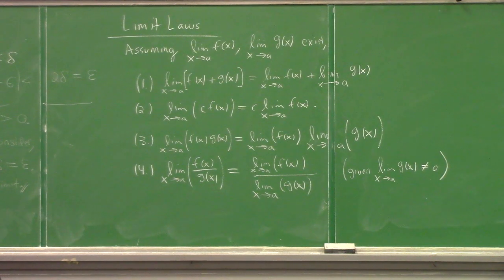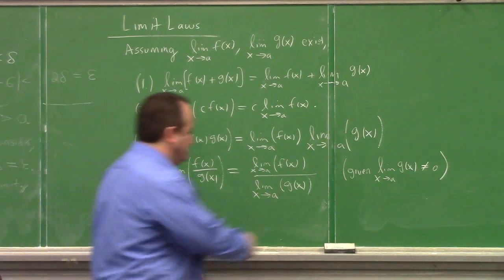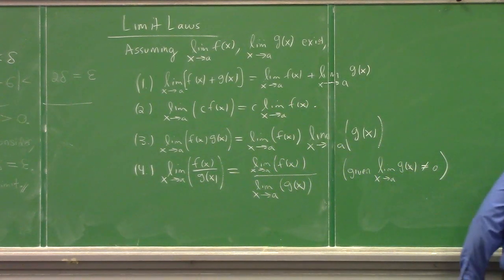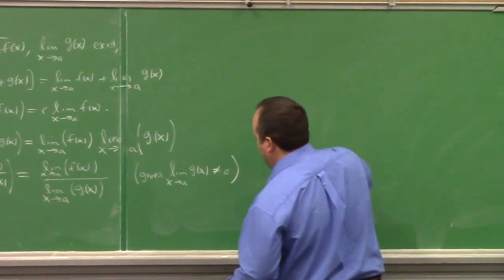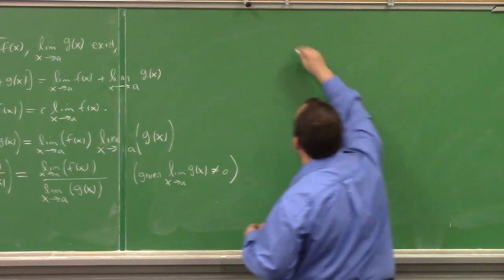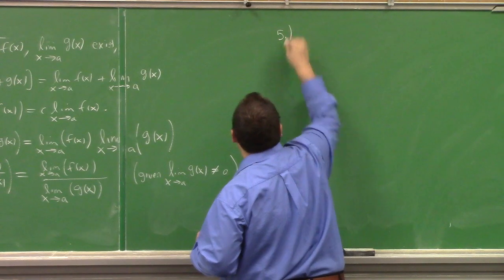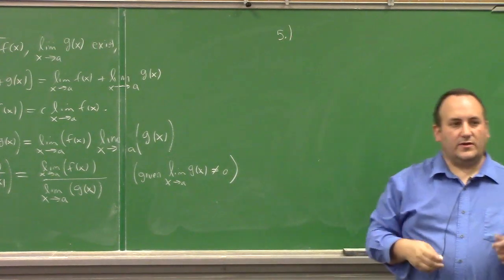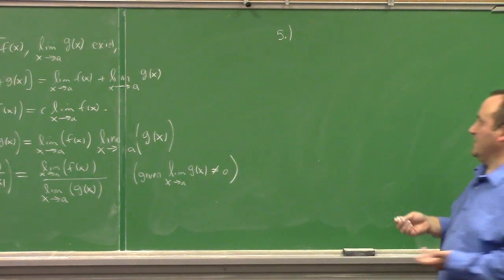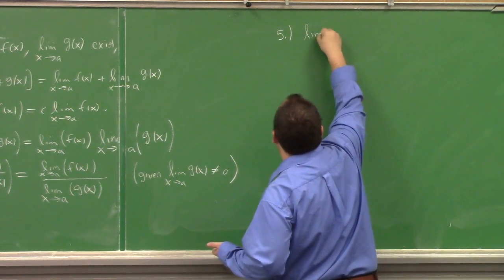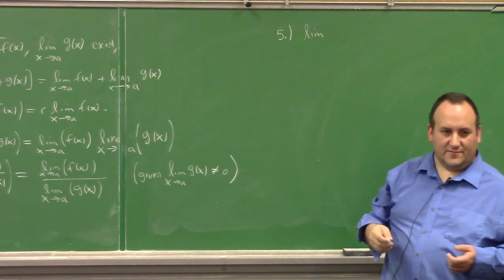So the limit of a quotient is the quotient of the limits, provided that the denominator function has non-zero limit. What else can we say? Five. We can write some more elementary results, like the limit.